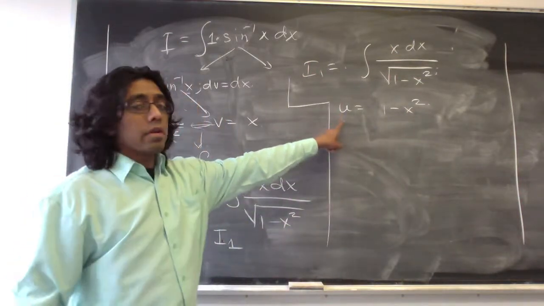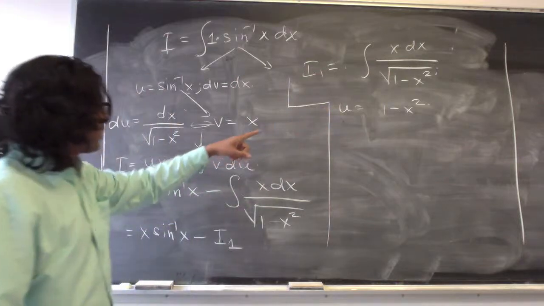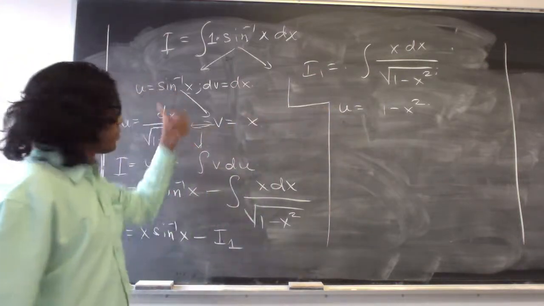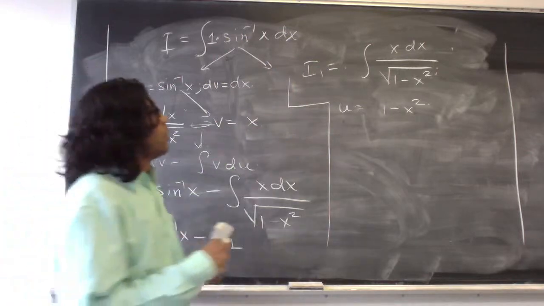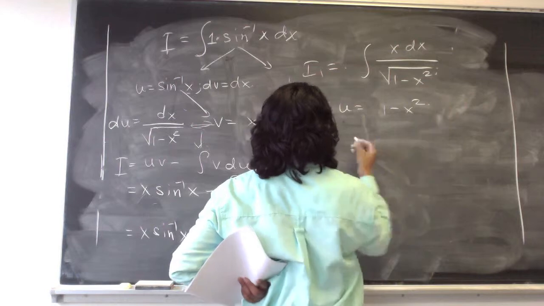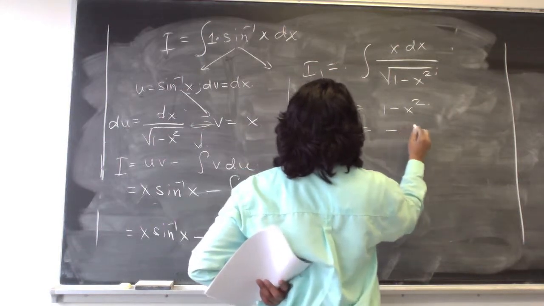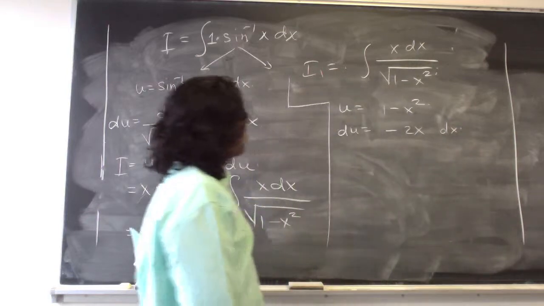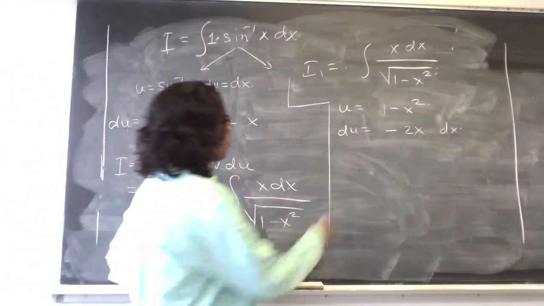Now again, this is an abuse of notation. U is a different u here, right? So don't confuse this u with this u. Completely different problem, right? So if you substitute u as 1 minus x squared, you get du is minus 2 times x dx.